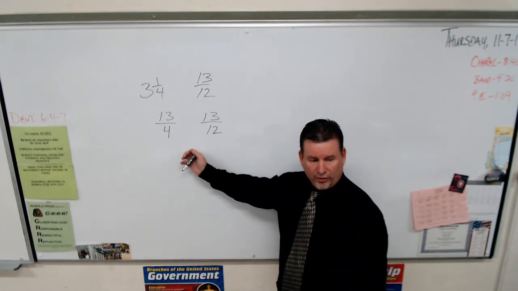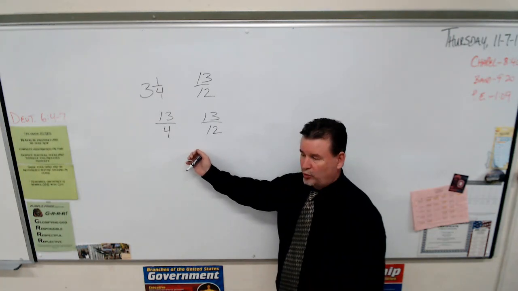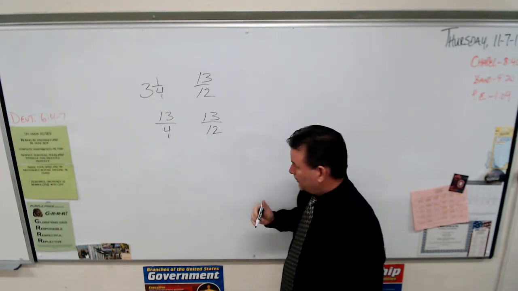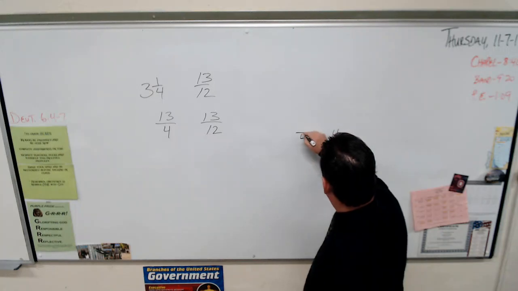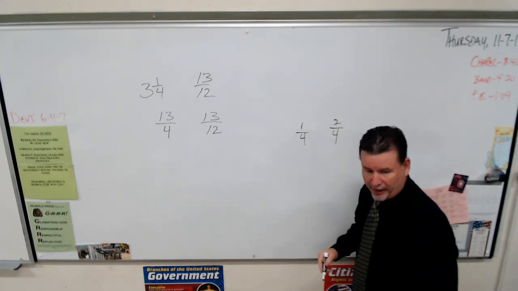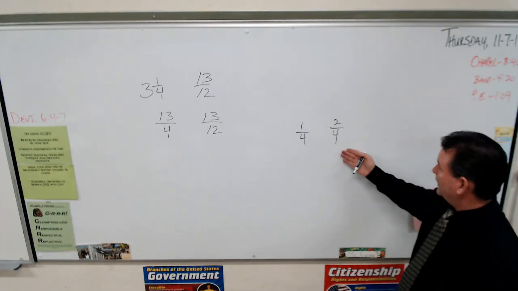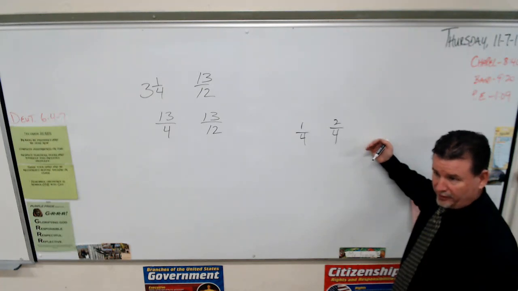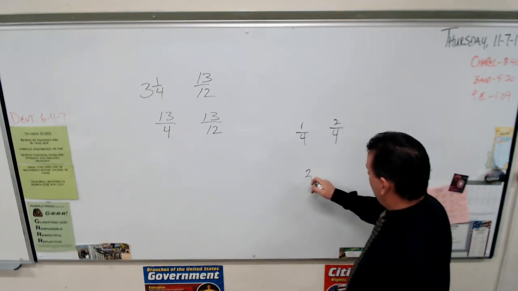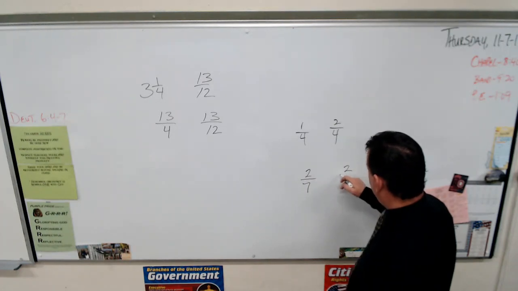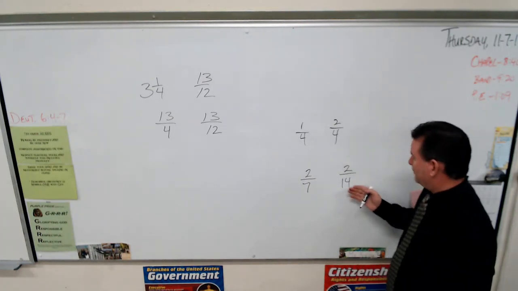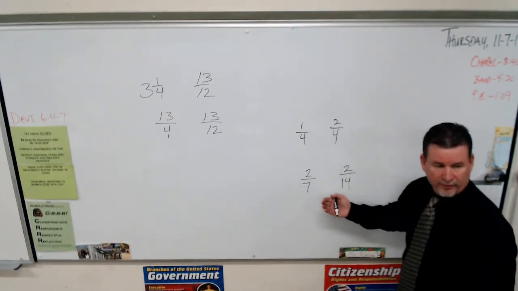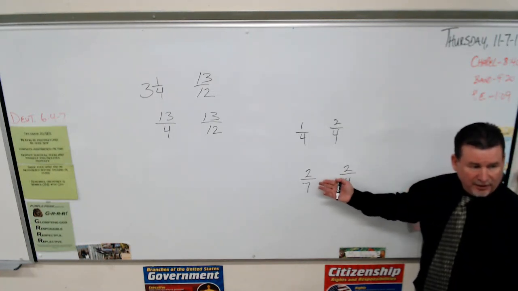What's greater, 13/4 or 13/12? Let's have an understanding of fractions, okay? Remember that when the denominator is the same, all you have to do to compare them is look at the numerator. When the denominator stays the same, the larger the numerator, the larger the fraction. But if you've got the same numerator and the denominator changes, as the denominator gets bigger, what happens to the fraction? It actually gets smaller. 2 out of 14 is way less than 2 out of 7.